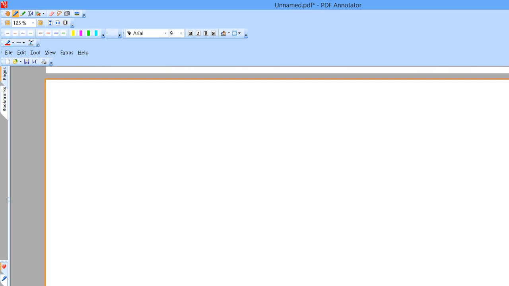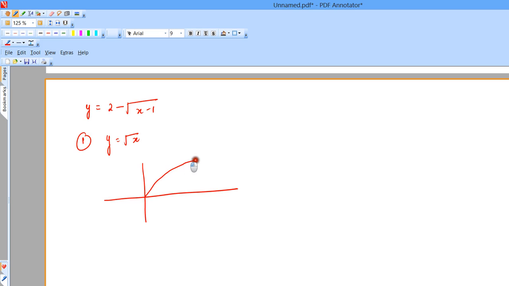Okay, next, second example, how to sketch the graph y equal to 2 minus square root of (x minus 1). For the first step, just identify the basic graph. We have y equal to square root x, meaning we have the square root function. So the graph of square root, x and y axes, and then we label y equal to square root x.